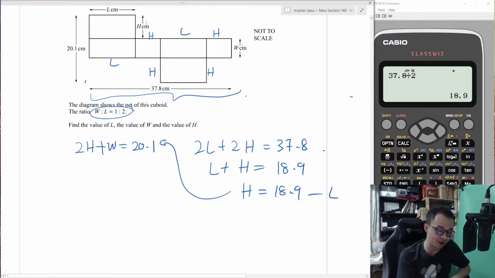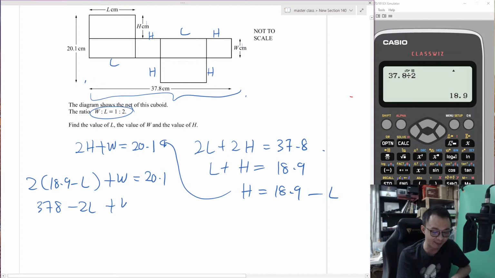Alright, I sub into this equation. 2 times (18.9 minus L) plus W equals to 20.1. So 37.8 minus 2L plus W equals to 20.1. Then now what I want to do is, because it gives us a ratio, we will use the ratio to form a fraction. You can see W over L equals to 1 over 2. Then my W equals to 1 over 2 L. Okay, so I sub this one back into here. This one, number and number I can solve.